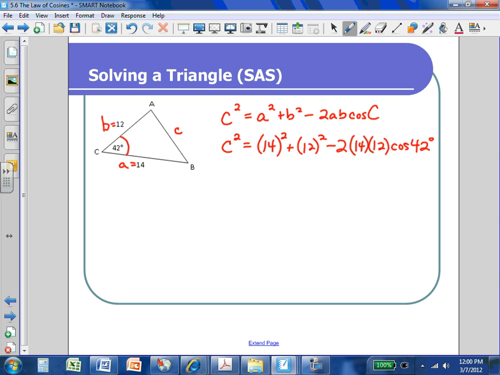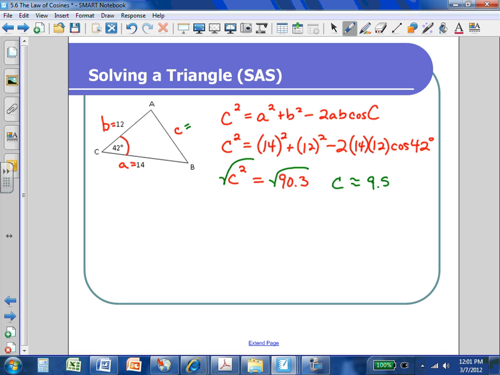All right, so simplifying. When I simplify on the right-hand side, I get 90.3. When you type all of that in your calculator, you should get 90.3. That's equal to C squared. So to undo my square, you're going to take the square root of both sides, and we get C is approximately 9.5.